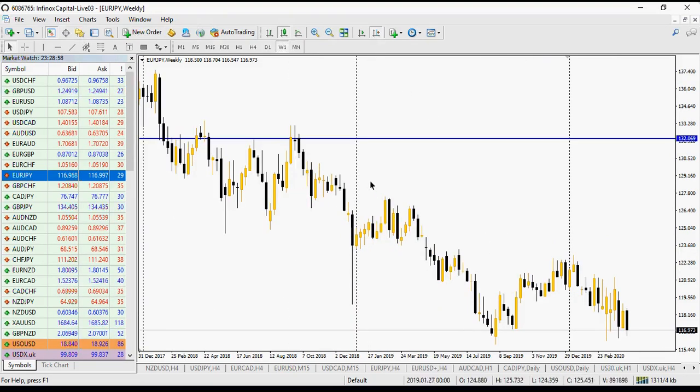Let's look at from here to here also. Let's look at this level.